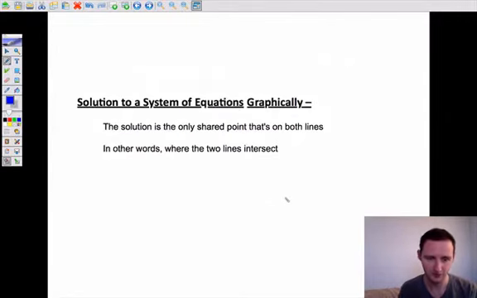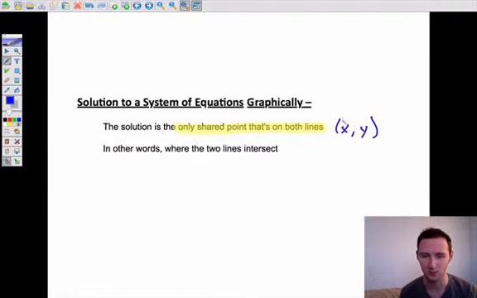For the solution of a system of equations, solving it graphically, we are looking for the only shared point that's on both lines. That's kind of our key. The only shared point that's on both lines. In other words, what is the x comma y? What is that point? Only shared point. What is this point that is on both lines if we graph them? Or in other words, if you graph the two lines, we're looking for where the two lines intersect.